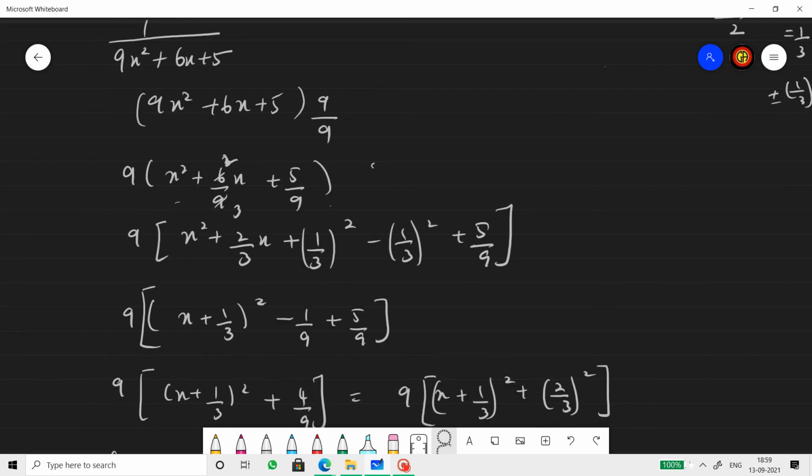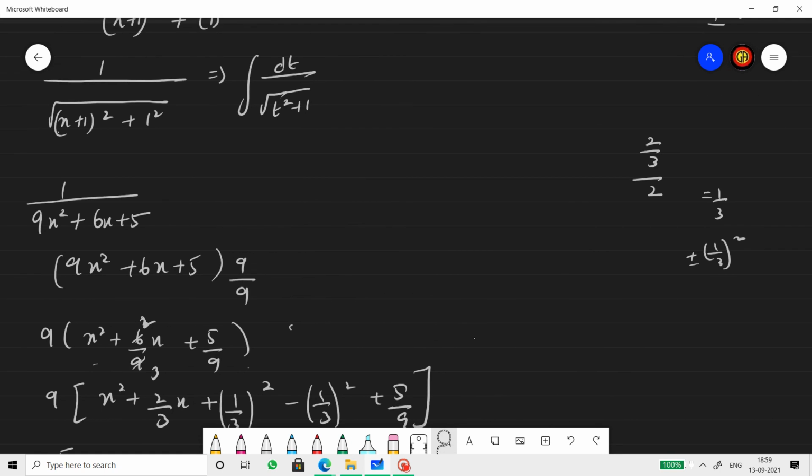Question number 11. 1 by 9x square plus 6x plus 5. Here we have a coefficient for x square, so I multiplied and divided by 9. 9 stays out, and 9 is dividing all the terms. With this I am getting x square plus 2 by 3x plus 5 by 9. Then I said take the coefficient of x to the rough column. So the coefficient of x is 2 by 3. I divided by 2 always. So 2 by 3 by 2 is 1 by 3. And 1 by 3 square is plus or minus 1 by 3 the whole square.